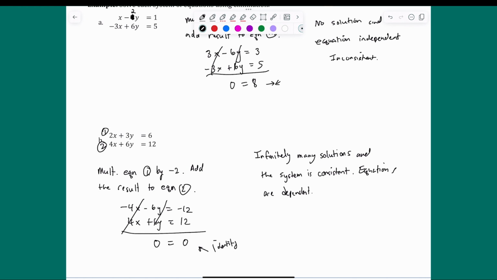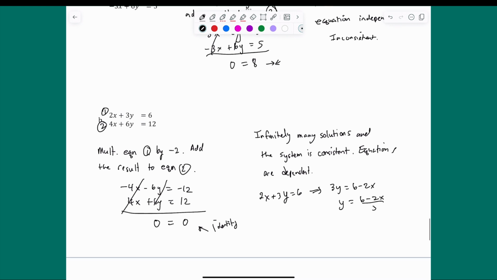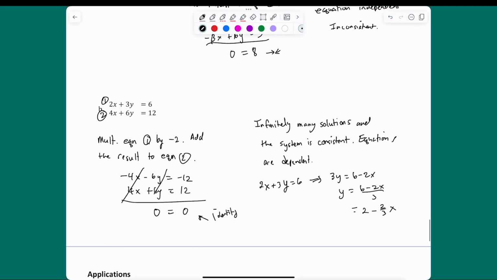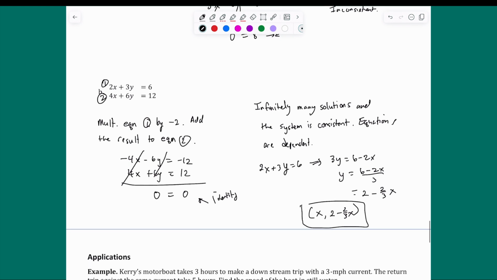And once again, you could solve for y, for instance. 3x plus 3y equal to 6. We could write this as 3y equals 6 minus 2x and then divide by 3. Of course, this would say that we have 2 minus 2/3 x. So our solutions are of the form (x, 2 minus 2/3 x). So for any value of x, these ordered pairs would satisfy this system.